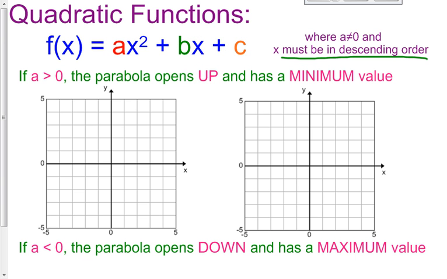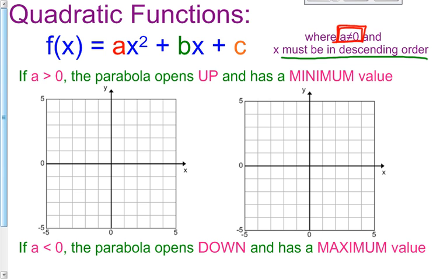Quadratic functions always have a value for a that is not 0. That's where it says a cannot equal 0. If a was the number 0, you would have 0x squared, which, if you didn't have an x squared term, you just had this bx plus c. Well, now you're down to a linear function. And we're not talking about linear functions, we are talking about quadratics. So every time in this chapter, a will be a value other than 0.